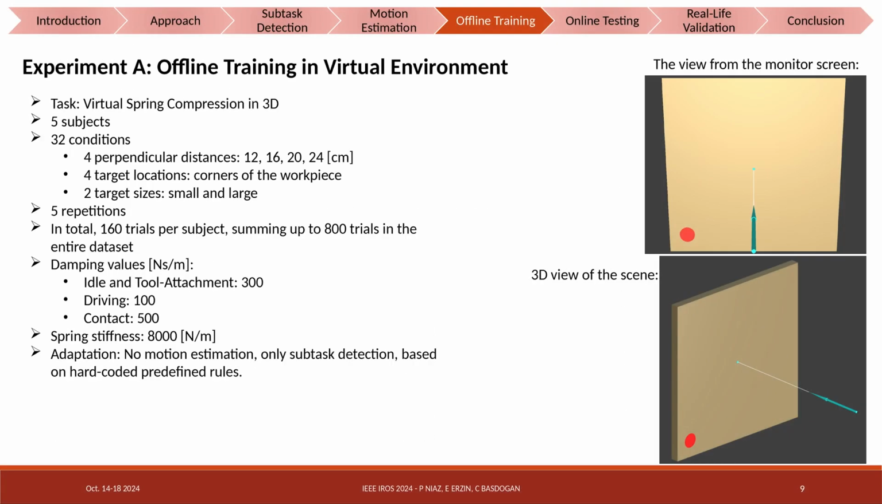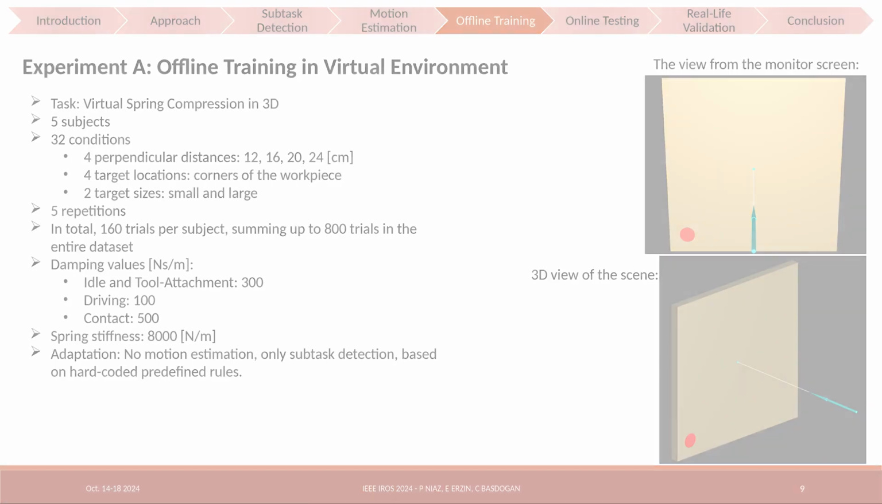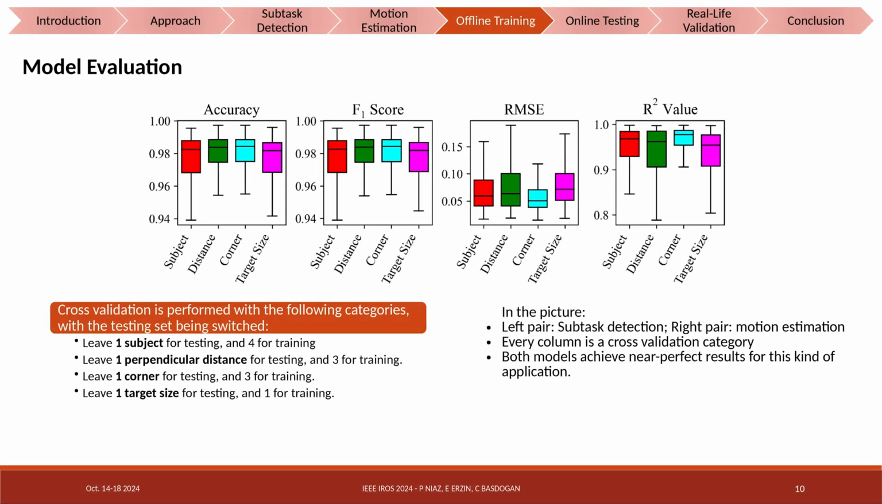We perform virtual spring compression experiments with the robot to collect a rich dataset for training. 5 subjects perform the task with various target positions and sizes while repeating each condition 5 times. Adaptation is based on hard-coded subtask detection only. K-fold cross-validation is performed by keeping one subject, distance, location, or target size for testing and using the rest for training. As can be seen, both the subtask detector and the motion estimator achieve near-perfect test set performance statistics, which denotes high generalization capacity for the models.